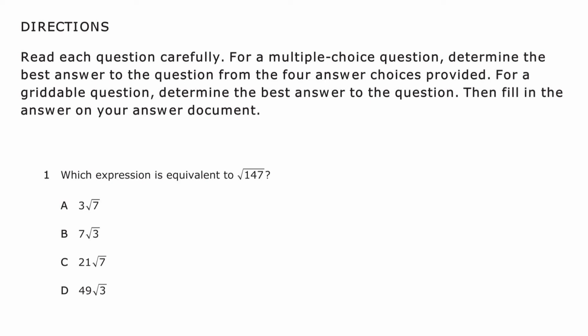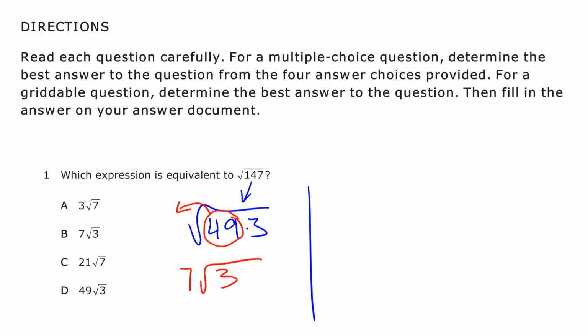Okay, we will be working on an old released STAAR test from year 2017. Problem number 1, you can solve it by hand, in which case you would want to factor out a perfect square. So we have 49 times 3, that would be a perfect square. And then when you take 49 out of the square root, when you square root it, you'd get 7. And you'd still have 3 under the radical, so the answer would be B.